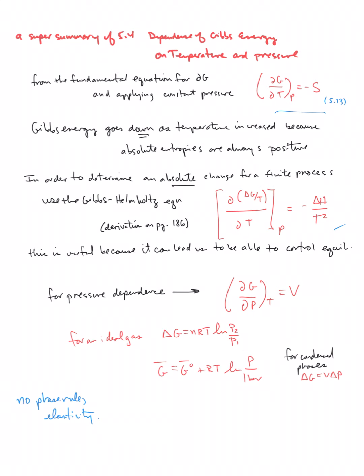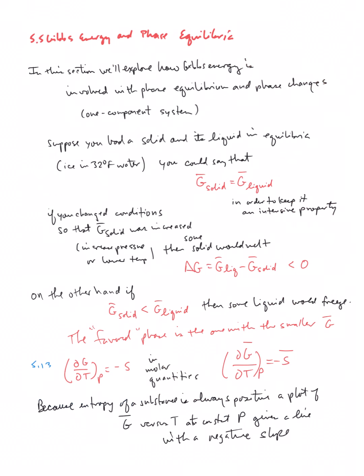The other dependence we investigated was Gibbs energy's dependence on pressure. That's equal to volume. If it's molar, then you get molar volume. For an ideal gas, there's a brief equation where, if you know P2 and P1, or you could identify P1 as a standard, you can write it this way. For condensed phases, the delta G is VdP, which ends up not usually being very large. Okay, so where do we go from here?